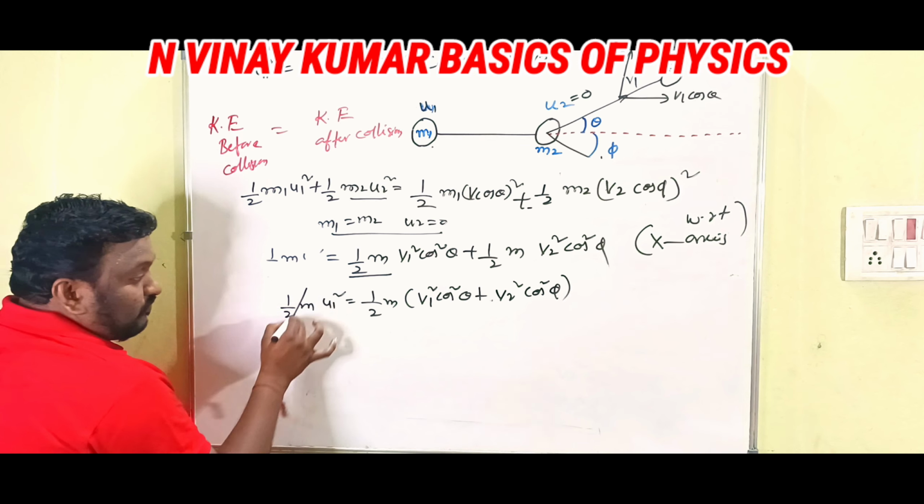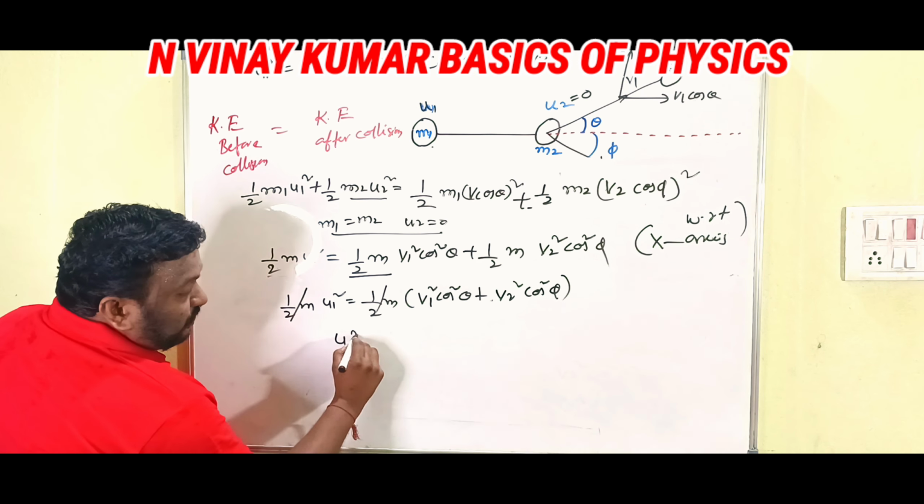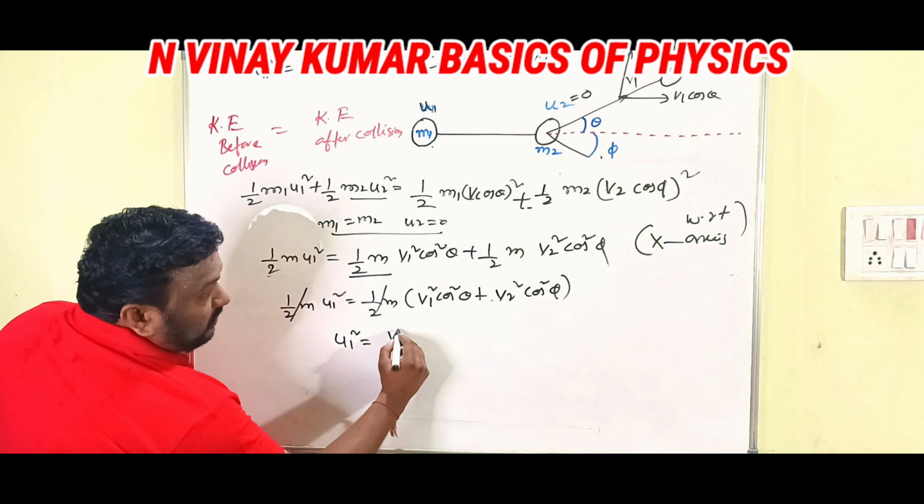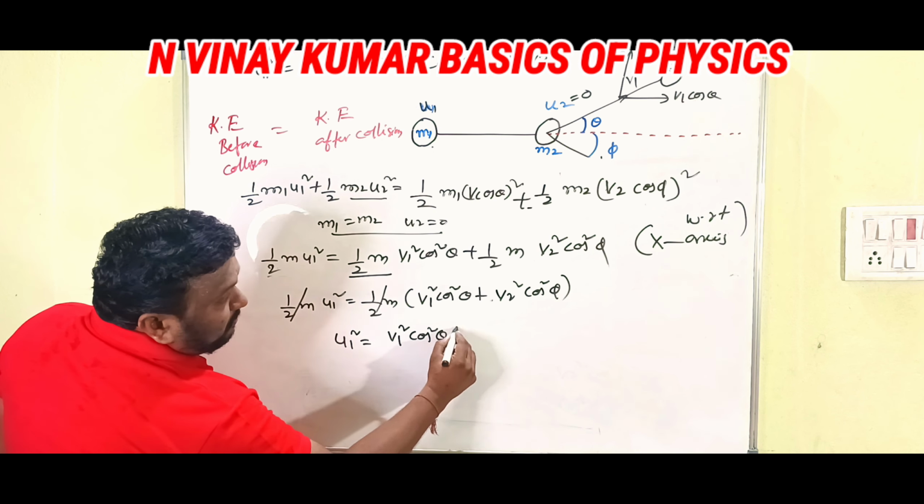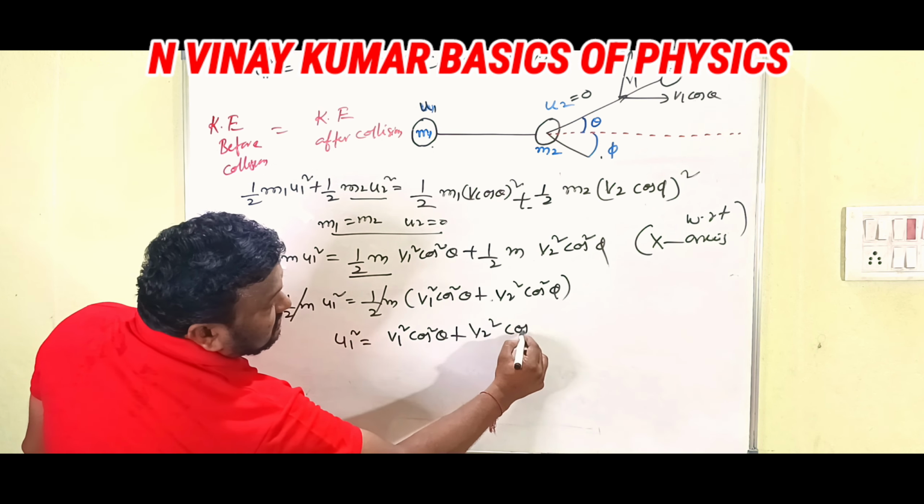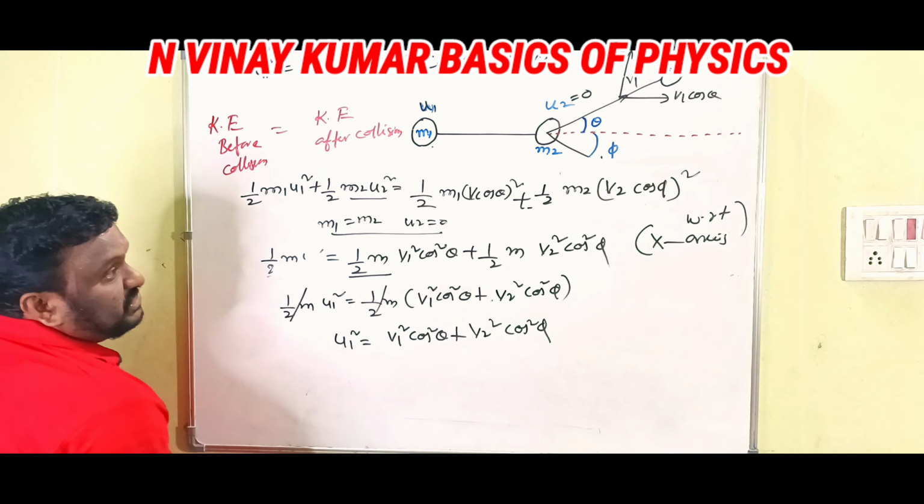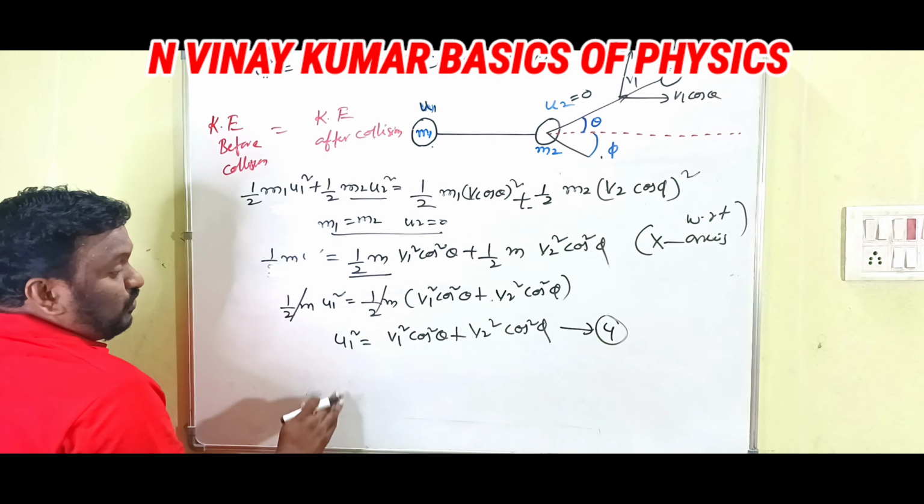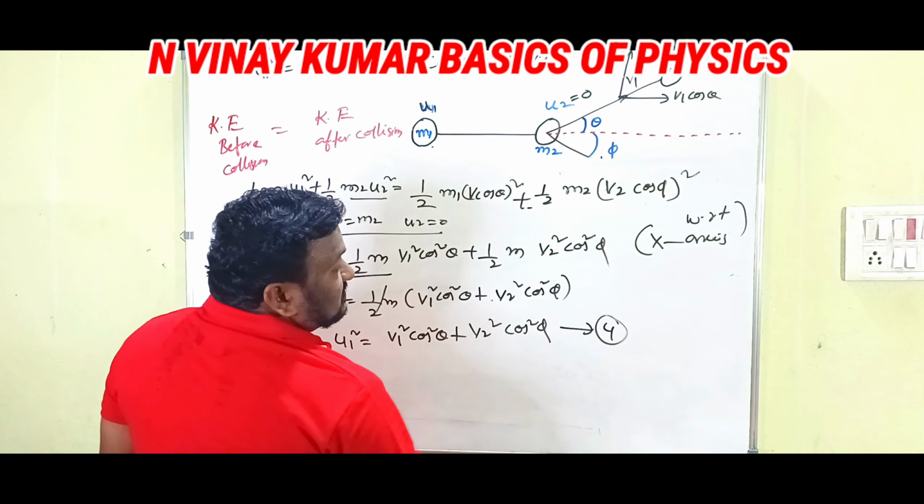Then what do you get? ½m cancels. Then what do you get? u1² equals v1² cos²θ plus v2² cos²φ, children. So this is equation number 4, with respect to the x-axis.